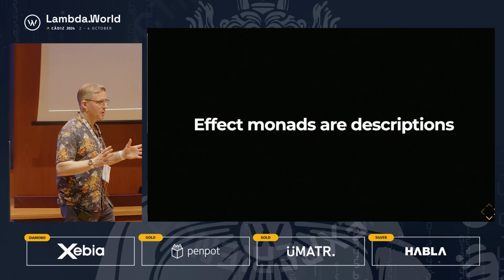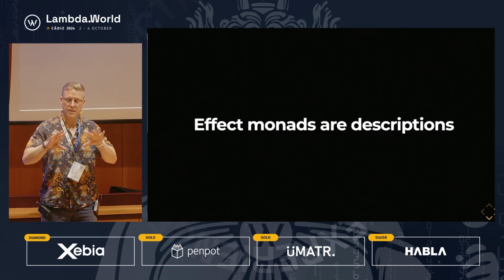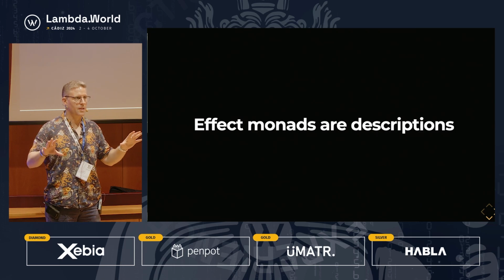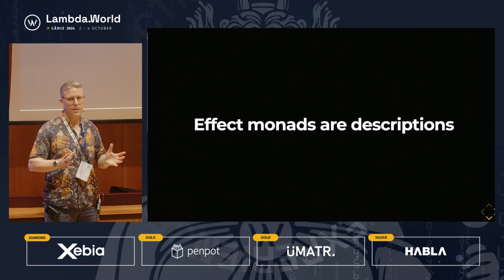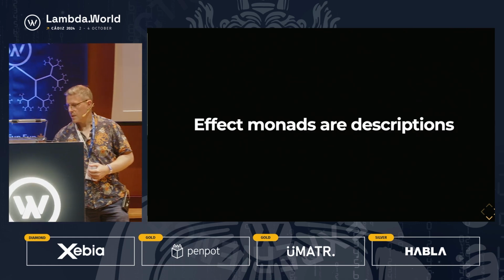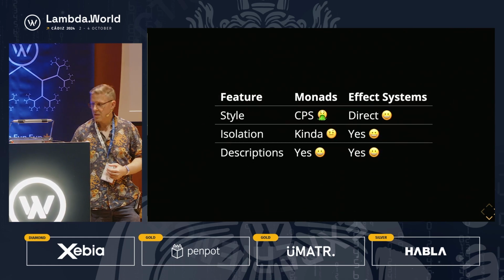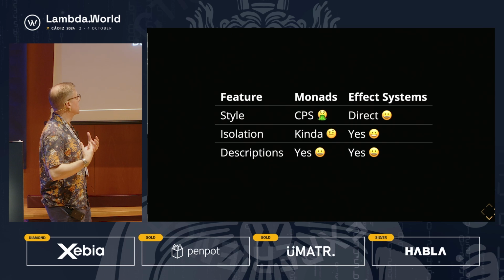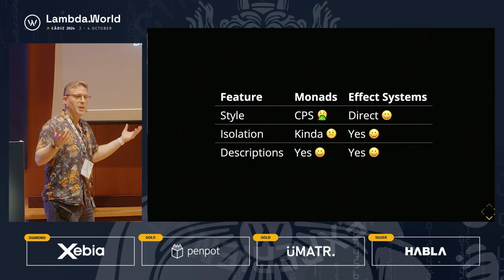Effect monads are definitely descriptions. They definitely have this distinction between description and action, and the whole programming with values type of thing, substitution, that works. So that's all fine. So if we summarize them, we get this. Unsurprisingly for this talk, effect systems win on all counts.